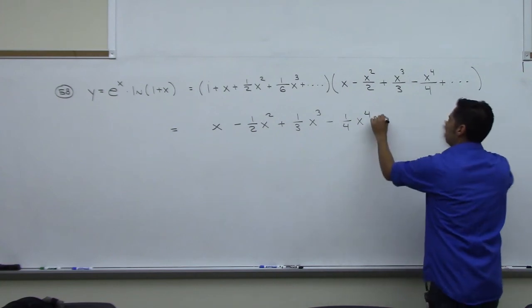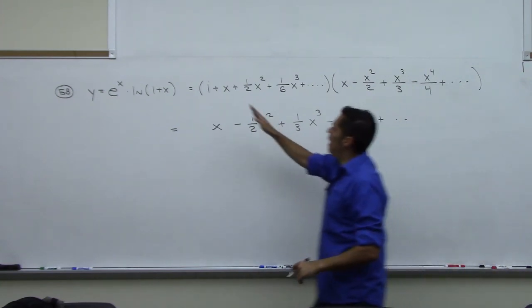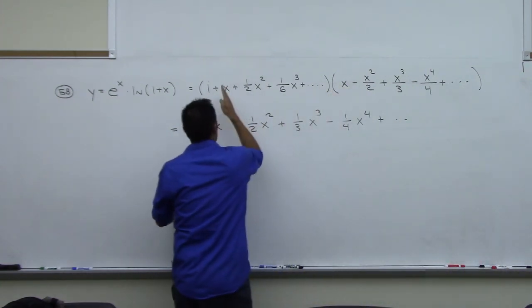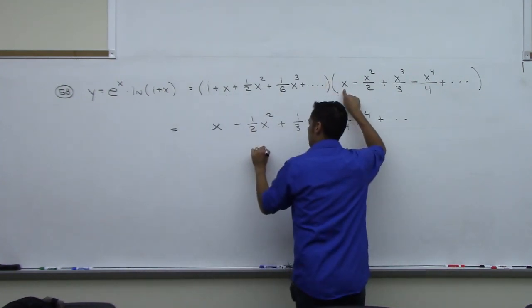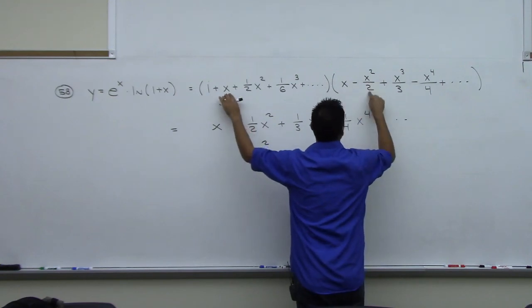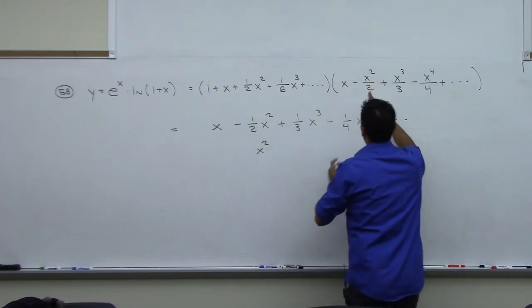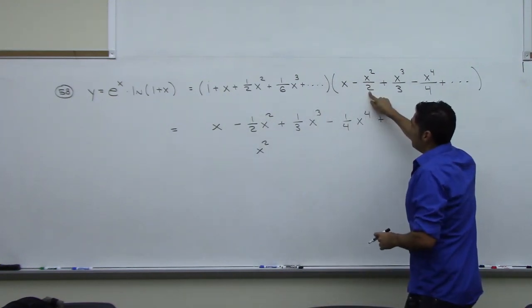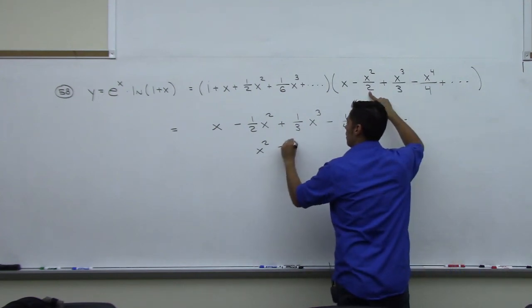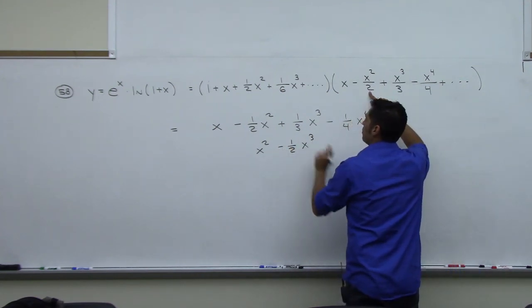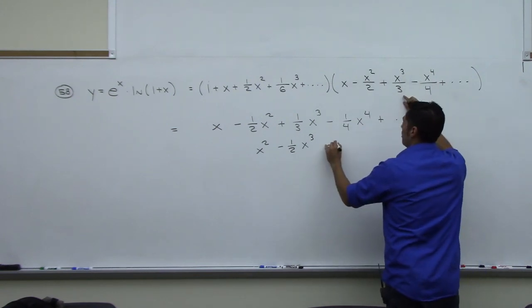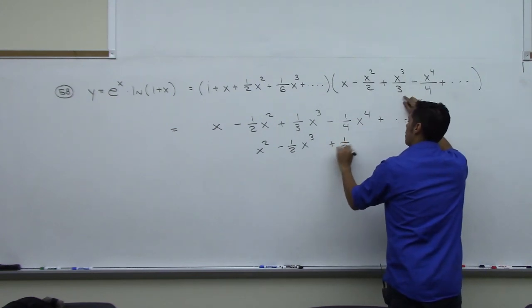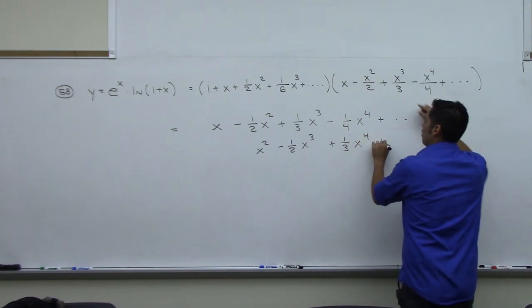Okay, that should be good. That's 1 getting passed through there. Now x goes through here. So x times x is x squared. I'm going to put that here. X times this is going to be negative 1/2 x cubed. And so the next one will be this one, but it'll be x to the 4th instead. So plus 1/3 x to the 4th plus dot, dot, dot.